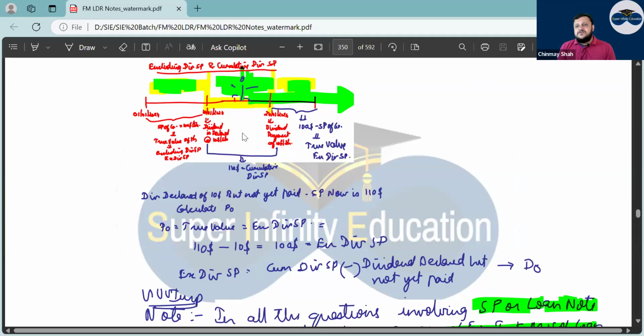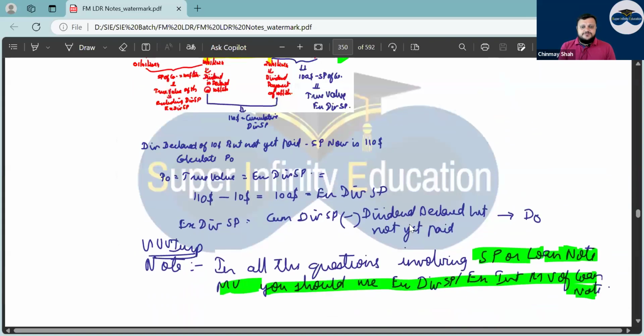So if they say that dividend is just declared and about to be paid, in that case, if the share price they have given is ex dividend share price, then it is okay, but if not given, if they say share price now, then that is cum dividend share price. You have to convert the cum dividend to ex dividend by deducting the dividend amount from the share price, correct? Because that is the true value on which P0 will be calculated. It is a temporary increase in share value.